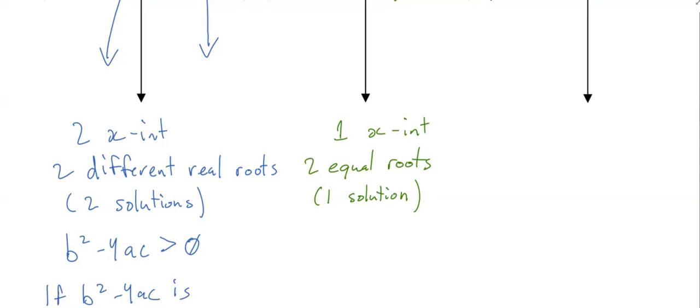2 equal roots, but 1 solution. And this is something we haven't talked about, I don't think. Maybe we did briefly, but b squared minus 4ac will equal 0. That's how we know 2 equal roots, which is 1 solution. b squared minus 4ac would equal 0.